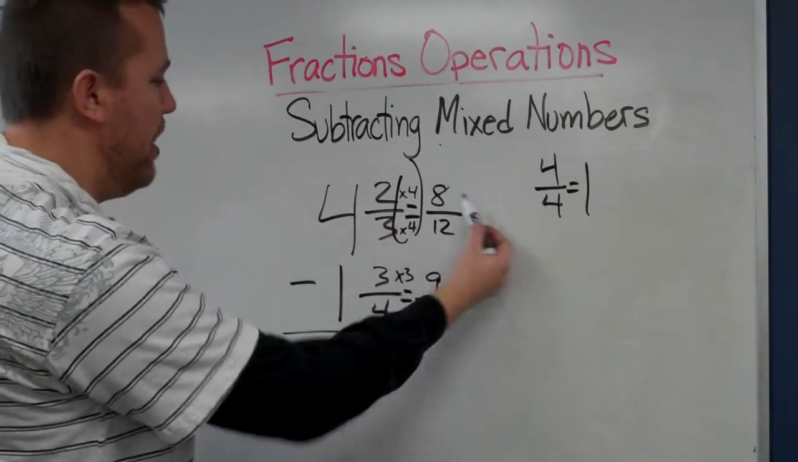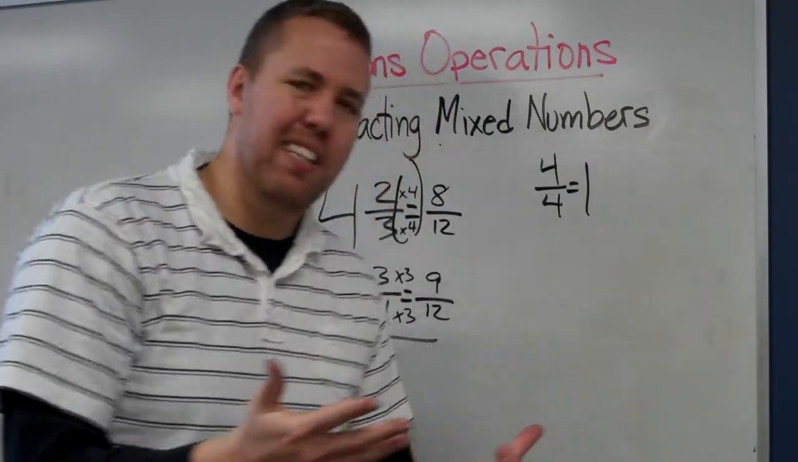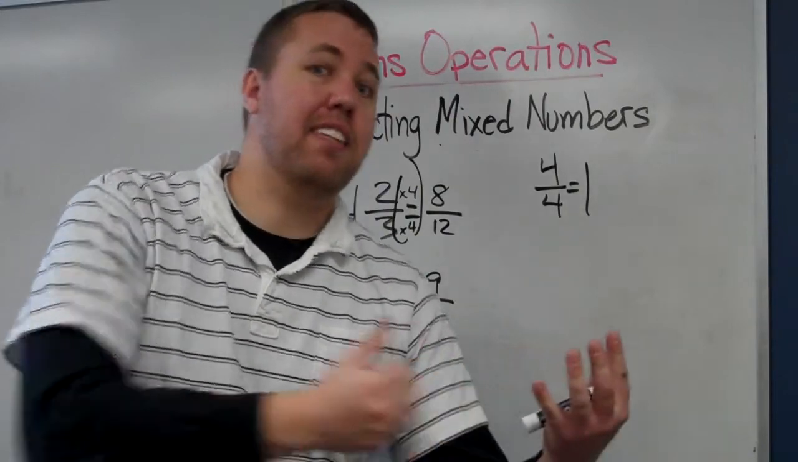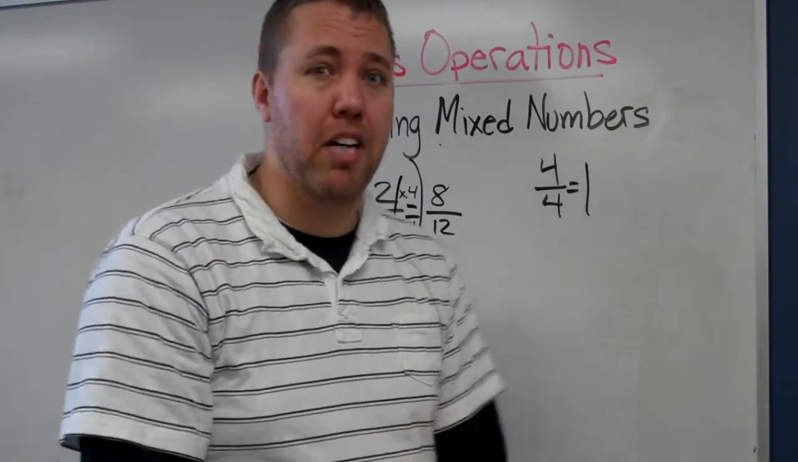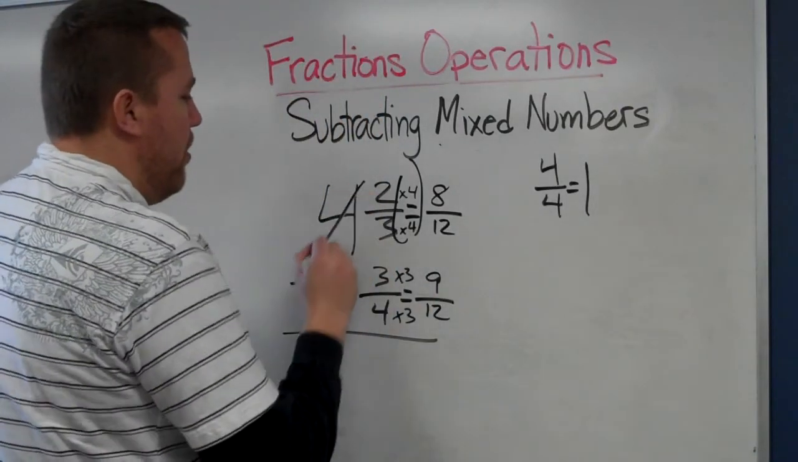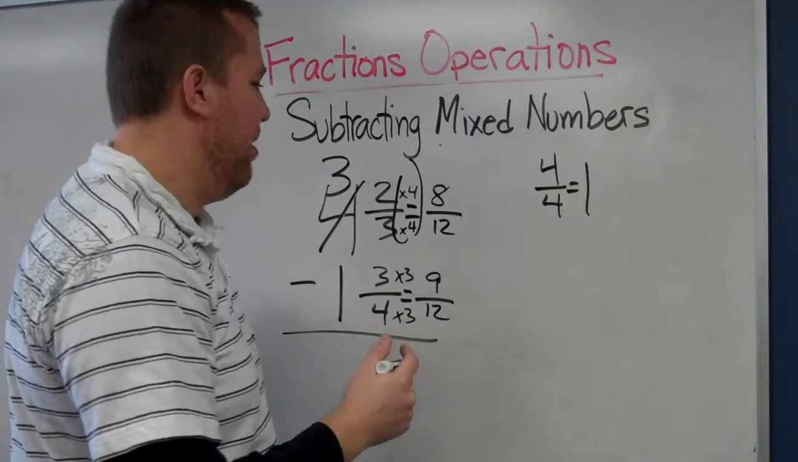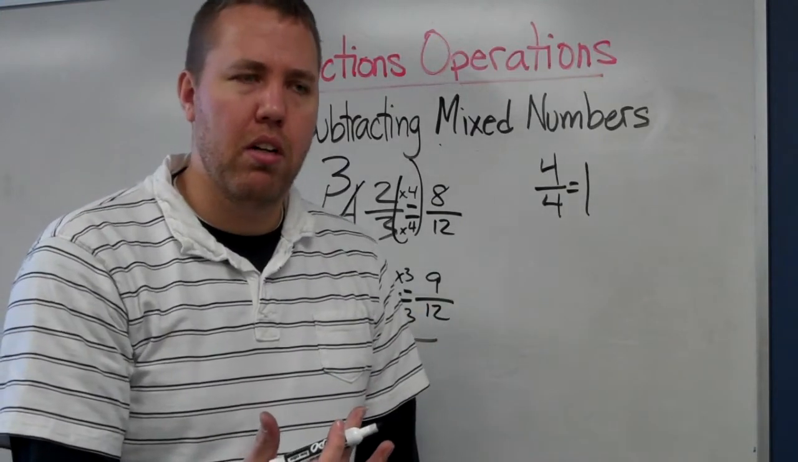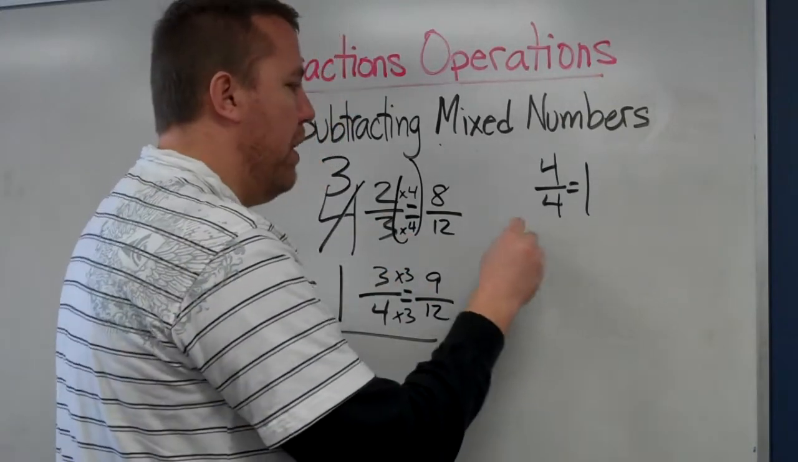Okay, now I have 4 and 8 twelfths, and I want to take away 1 and 9 twelfths. Well, if I have 8 of something, can I take away 9 of them? No. So sometimes I need to borrow from my whole number. So I just now have 3, and, well, what did I borrow? I'm borrowing twelfths, 1 whole of twelfths.